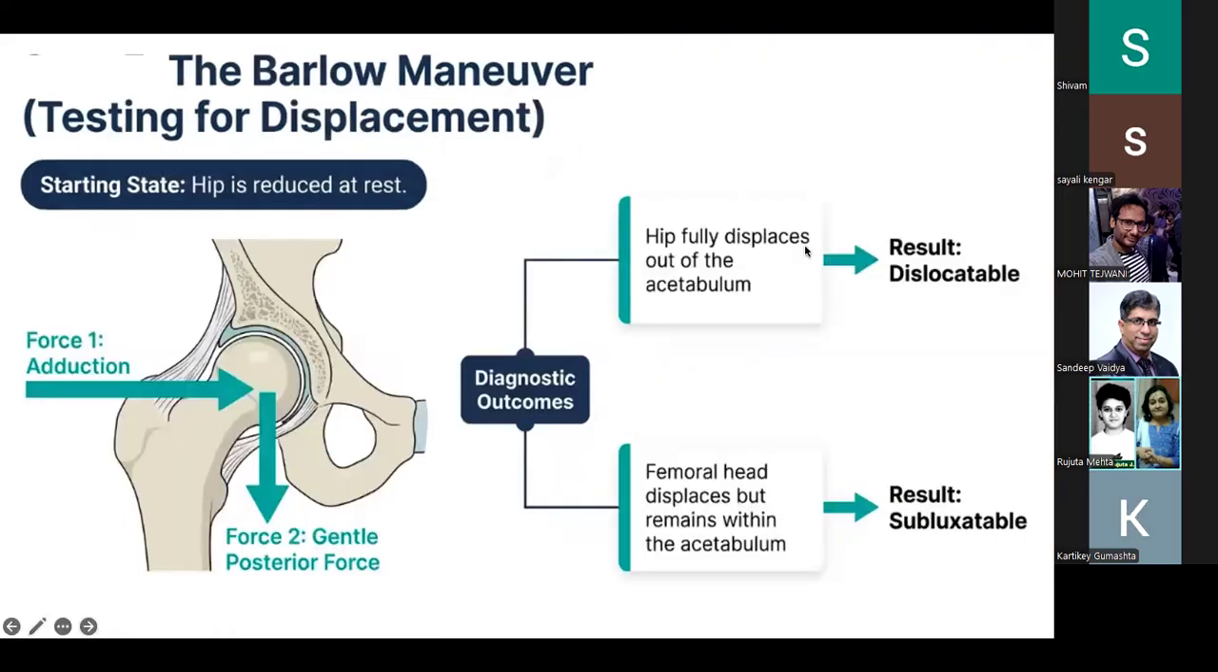In Barlow's maneuver, this is a test for displacement. The starting state is that the hip is reduced at rest. We give a gentle adduction and gentle posterior force. If the hip fully displaces out of the acetabulum, then the hip is dislocatable. And if the femoral head displaces but remains within the acetabulum, then it is subluxatable.